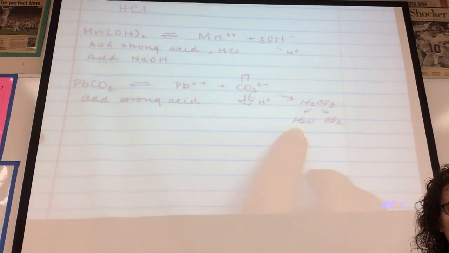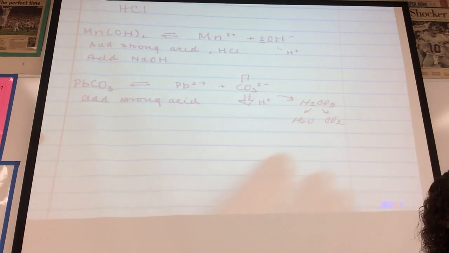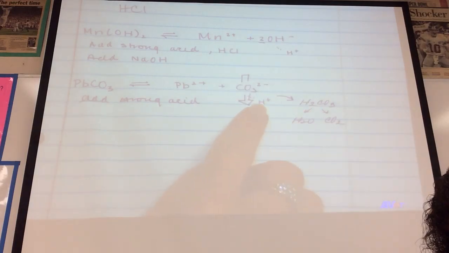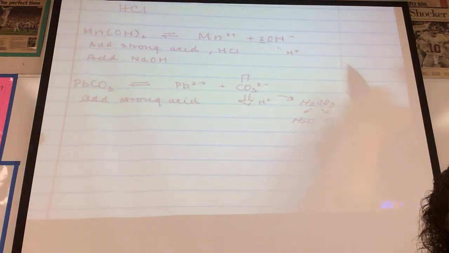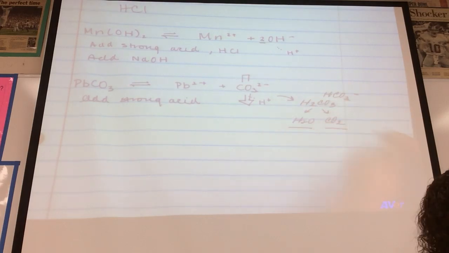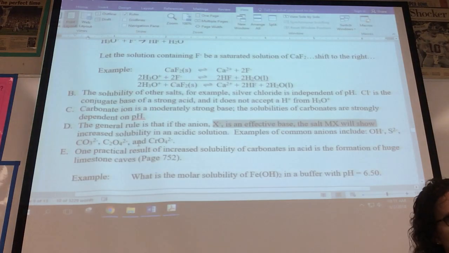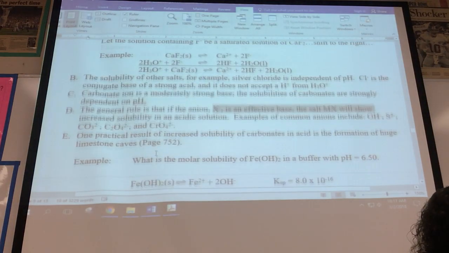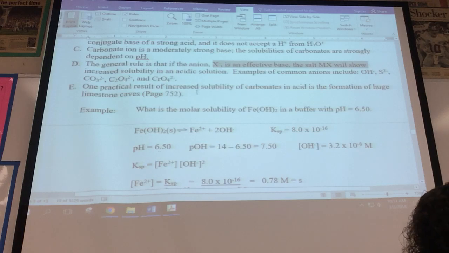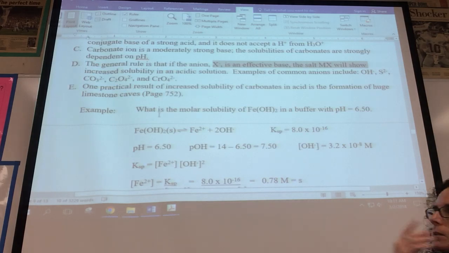And that goes back to chapter 4, our favorite. Why is it H2CO3? You'd have a lot of proton in there, but it's not incorrect to say that you initially generated this. Regardless, you'll get that. It depends on concentrations and stuff. And it does say one practical result of increased solubility of carbonates in acid is the formation of huge limestone caves. And there's an interesting article in your textbook. Good read for you. Have fun.